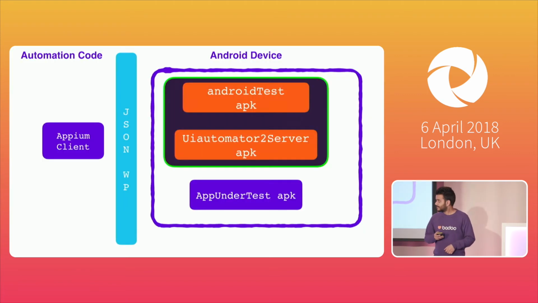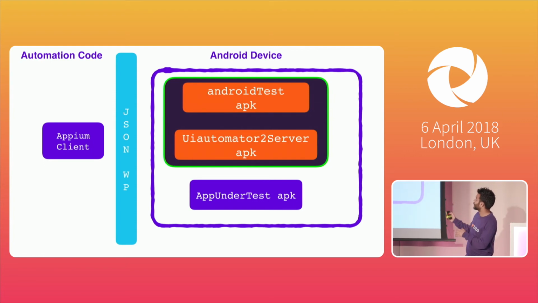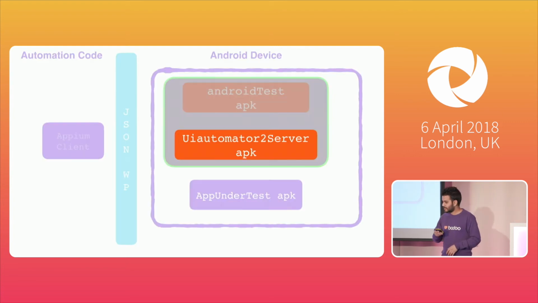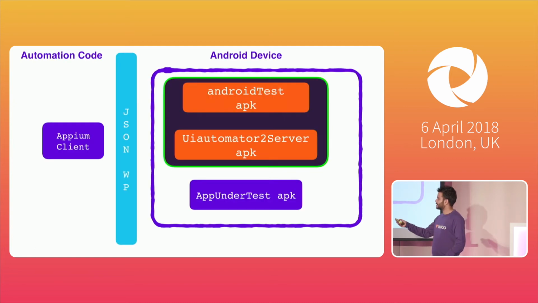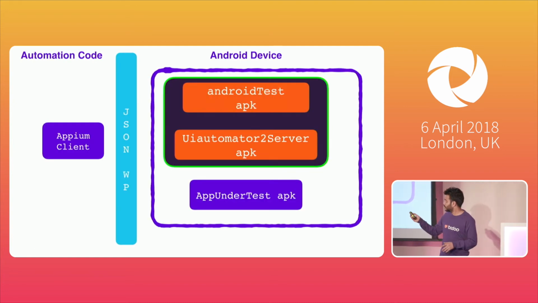So let's have a quick look at the as-is architecture of the Android side of Appium. The diagram might not be very good, but I'll try to explain my best. So on the client side, there are client bindings. I use Ruby, so it's the Appium Ruby client, on the left-hand side. And then the WebDriver call goes to the Android device using ADB port forward.